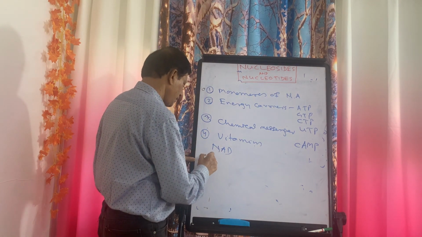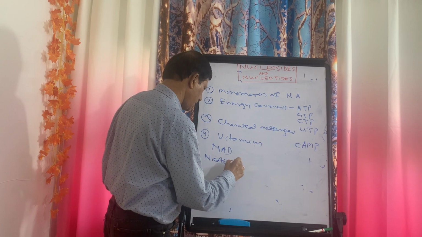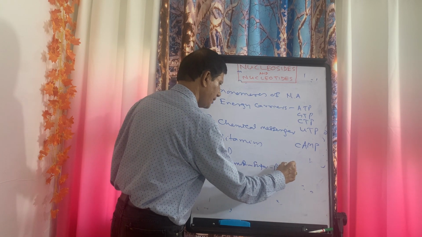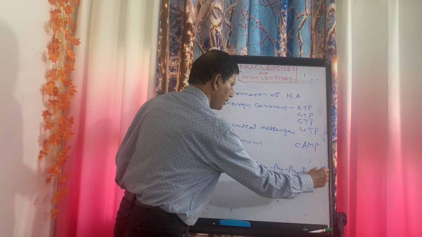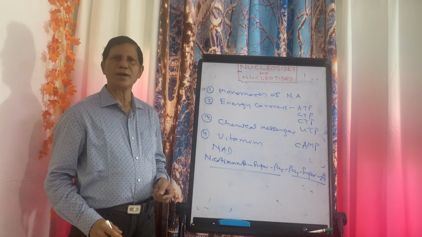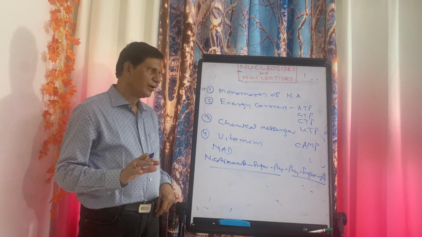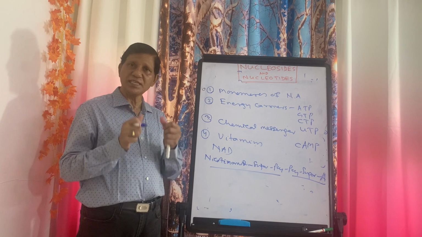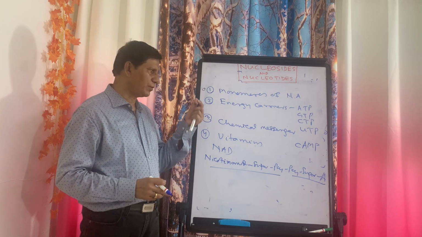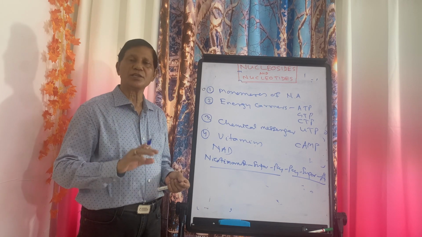How? Nicotinamide, sugar, phosphate, sugar, adenine. So you see this is one nucleotide, this is another nucleotide. So these are the important functions of nucleotides. I hope you have understood it perfectly, because this is the basic idea in the molecular inheritance chapter. And without a clear understanding about this, it will be very difficult on your part to understand other things.